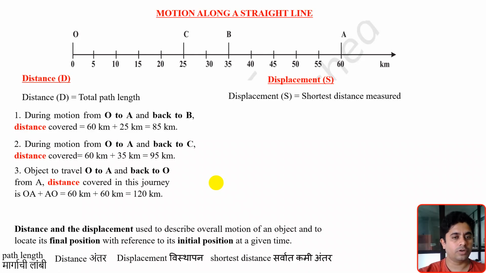From the distance point of view, you have studied it. In the next video, we will discuss displacement. For displacement, we will consider the sign convention. Distance is a scalar quantity and displacement is a vector quantity. So these things we will discuss in detail in the coming video.